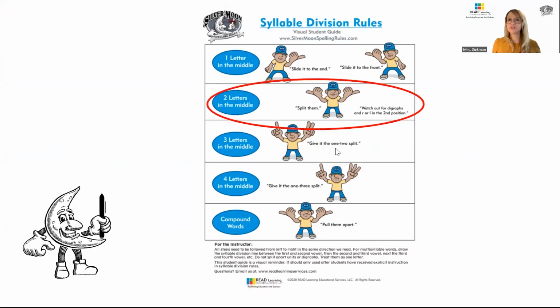Syllable division rule number 2 tells us if there are two consonants between our vowels, you're going to simply split them up or do the splits. In other words, send one consonant to the front of the word and the other to the back of the word, drawing the syllable division line between the two consonants. There is an exception to this rule, and we'll talk about that later. Let's look at the traditional way of splitting up these types of words.